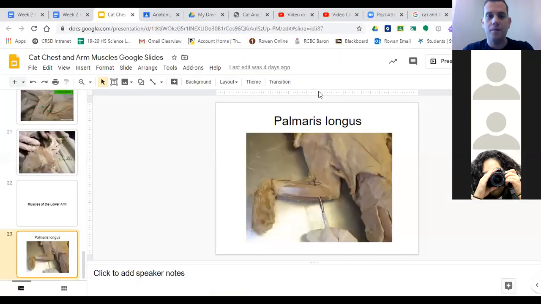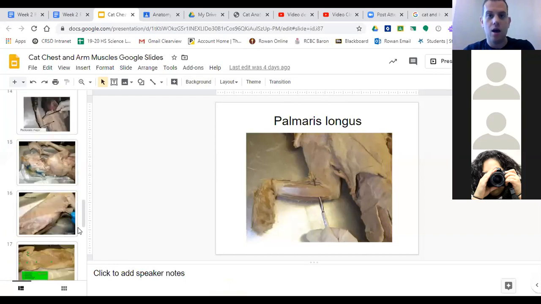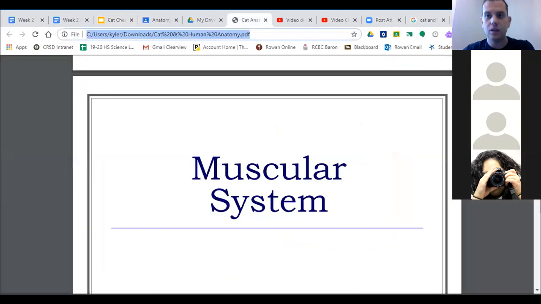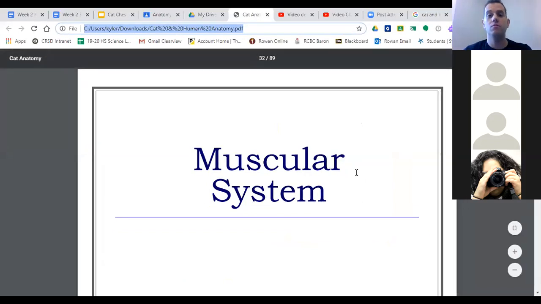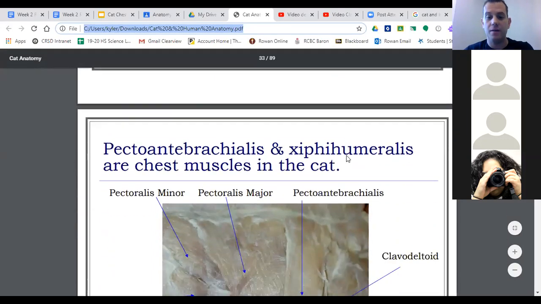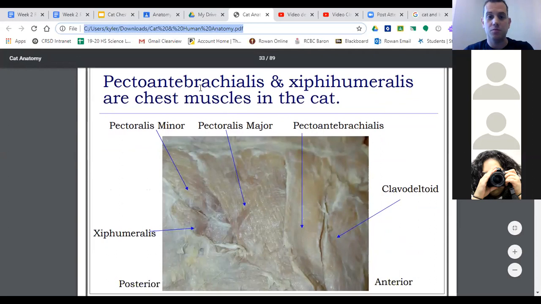All right, so that is what I wanted to talk about for the cat muscles. I also wanted to quickly look at the comparative anatomy of the muscular system in the human and the cat. So this is kind of quick, but just another look at some of this stuff, right? So when you guys look, you'll see these pectoantebrachialis, xiphihumeralis, or chest muscles in the cat.